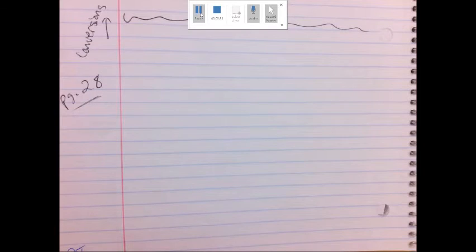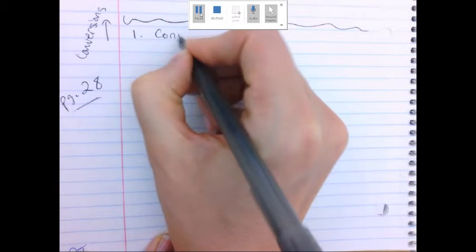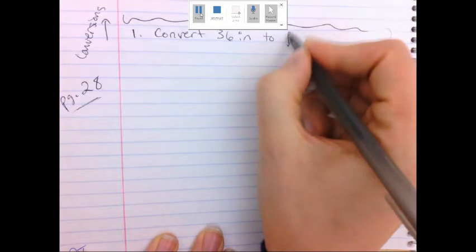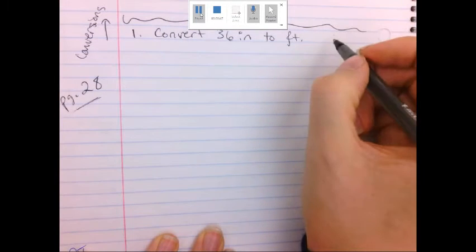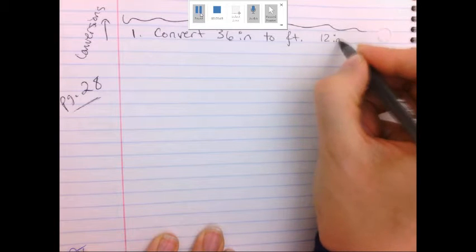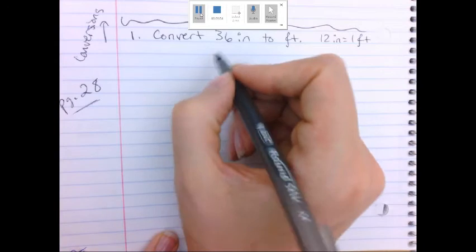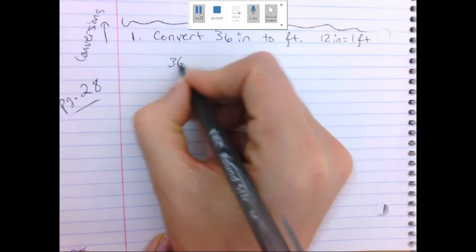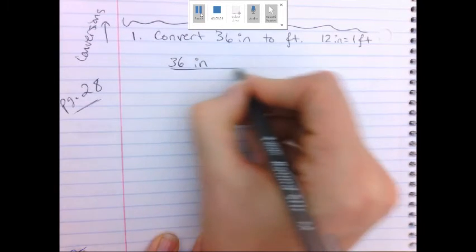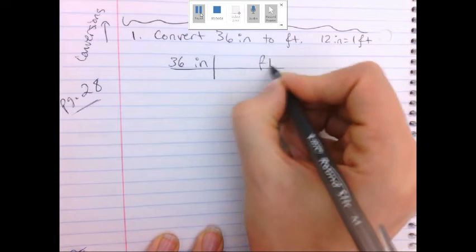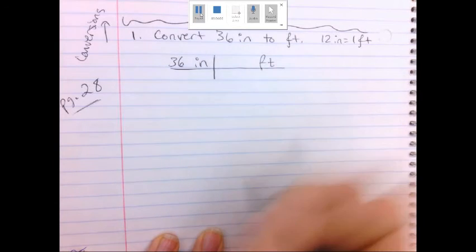So first thing we're going to do is a problem where we are converting. So I want you to write this down with me. We're going to convert 36 inches into feet. So we want to remember that there are 12 inches in 1 foot. That's our conversion factor right there. And we're going to set up our T-chart. So what we're given, again, is 36 inches. Now we're going to draw out a T showing that we're converting to feet. So we've got inches to feet.